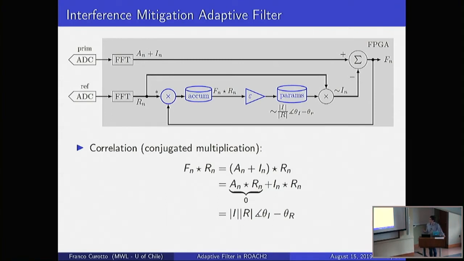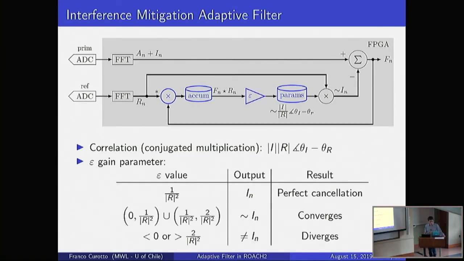And you only get the correlation between both measurements of your interference signal. So this gives you, in the frequency domain, as you may know, the multiplication of the amplitudes and the phase difference. This is good, because the phase term is what we're looking for. Now we only have to get the amplitude ratio instead of the amplitude multiplication. This is done with a second step, where you multiply all the correlation results by a gain parameter.